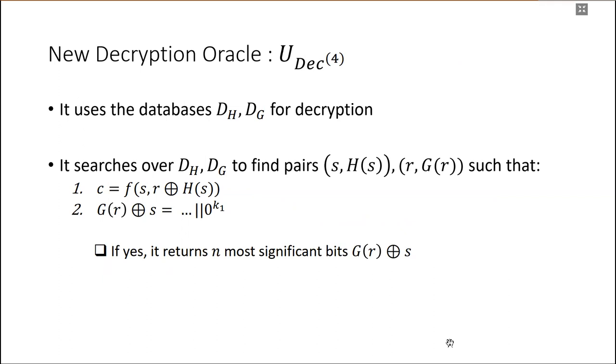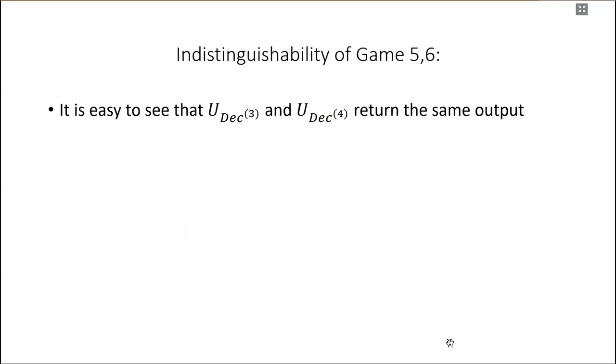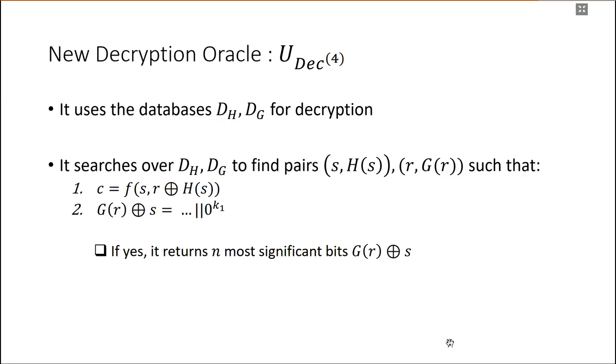If both conditions hold, then the n most significant bits of G of R XOR S will be the output of the decryption. So this decryption doesn't use the inverse of F at all, and it checks if there are pairs in a database for which these two conditions hold. It's not difficult to see these two decryptions return the same output, because the purified measurements M_DH and M_DG also look for such pairs in a database. And once there are such pairs, the output of UDEC F inverse and the output of this new decryption are exactly the n most significant bits of G of R XOR S.